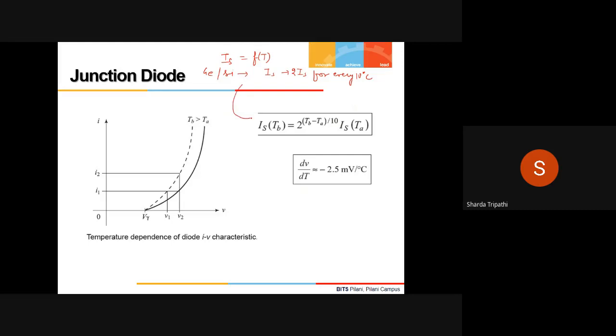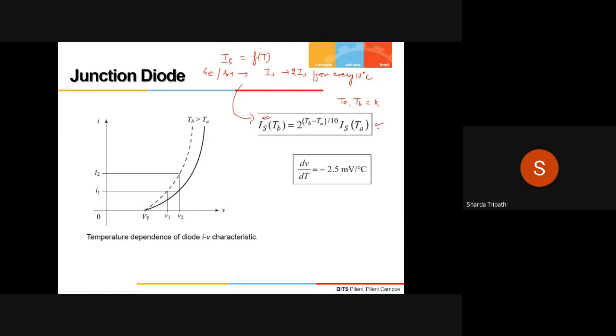And this fact is captured in this formula. So you have Is at temperature Tb. This will be given by 2 raised to the power of (Tb minus Ta) divided by 10, multiplied by Is at temperature Ta. And all the temperatures over here, Ta and Tb, are in Kelvin. So in the question, you need to see if the temperature is changing or not. If the temperature is changing, you have to first find the corresponding reverse saturation current, and then the new reverse saturation current is going to give you the correct value of forward current.